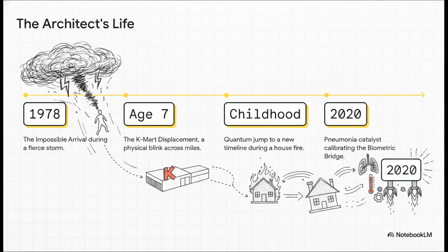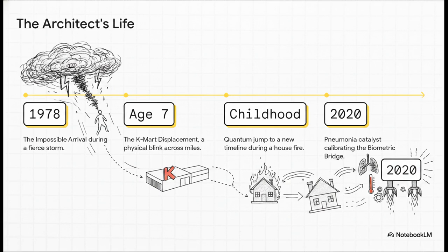If we look at his personal archives, the timeline starts in 1978 with his impossible arrival. Basically, he was born during this fierce storm, defying medical logic entirely because his mother had previously had a total ligation. Then, skipping to age 7, he reportedly experiences the Kmart displacement. He claims that through pure intent, he literally blinked, as in teleported, from his front porch straight to a store miles away. Later on in his childhood, there was a severe house fire, and his records state he did a literal quantum jump into a different probability timeline just to survive unharmed.